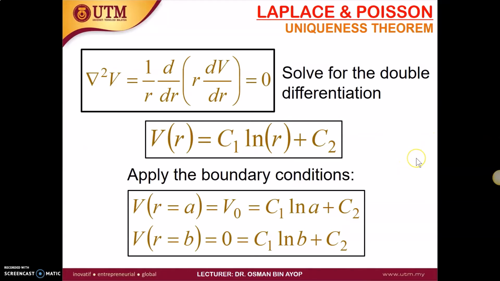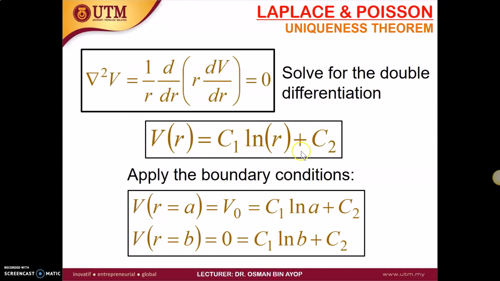So due to our coordinate system, which is cylindrical coordinate, we take this element. Why do we take 1 over r d over dr of r dV over dr equal to 0? Because our capacitor and our potential are varying with r based on the figure. So we take the r element, and then you have to do the double integration for this expression to find the general expression of V. Solving this, you get V(r) equal to C1 ln r plus C2. C1 and C2 are two constants that we need to find out.